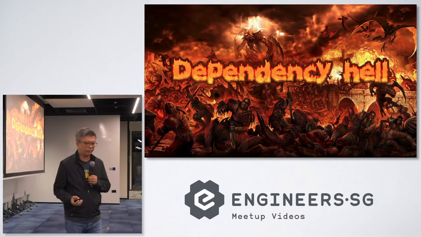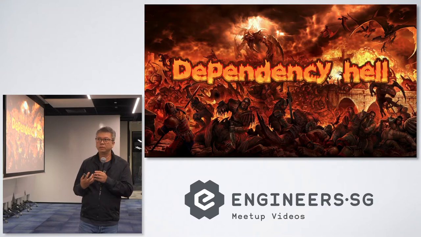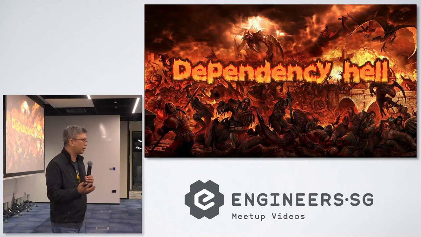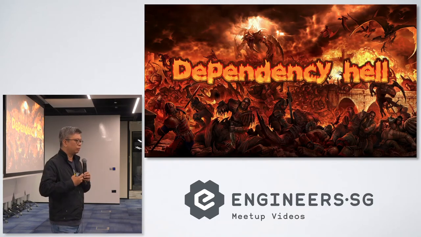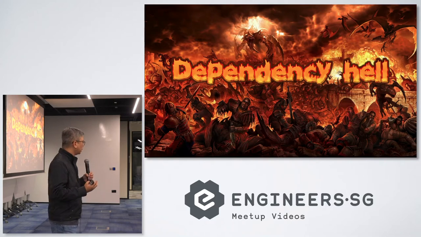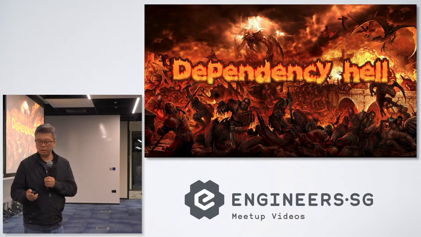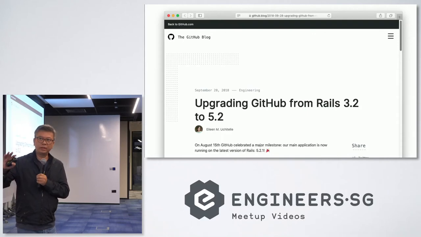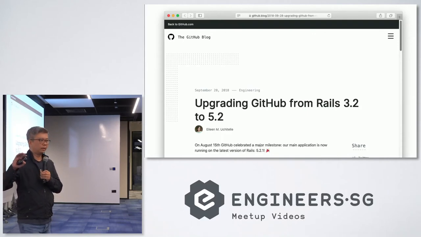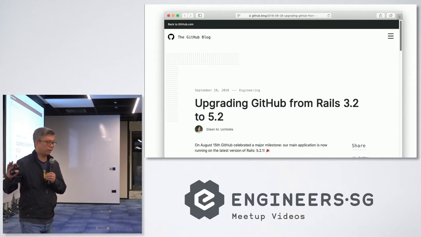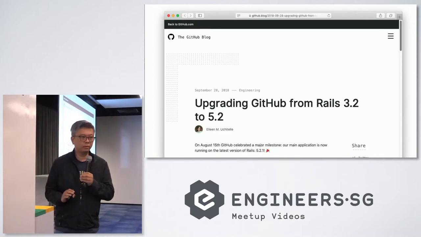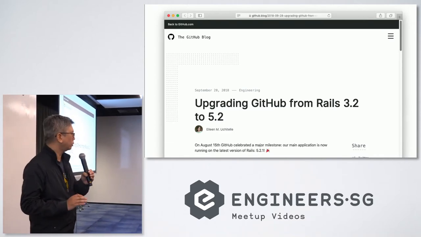One of the big things that happen is really all these clashes. All this dependency hell happens, where if you write software that depends on other pieces of software, and you make any of these changes and they are dependent on each other, this happens, right? This happens so often, sometimes we forget how much of a problem this is. This is an actual blog post from the GitHub engineering blog. They upgraded from Rails 3.2 to 5.2 at one point in time. Guess how long it took?